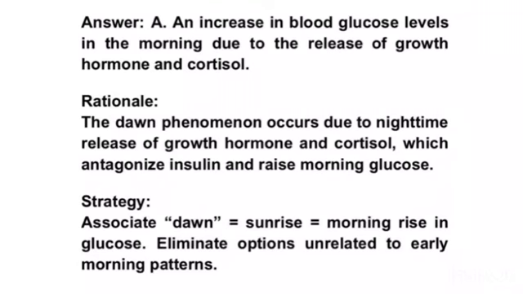Rationale: The dawn phenomenon occurs due to nighttime release of growth hormone and cortisol, which antagonize insulin and raise morning glucose. Strategy: associate dawn equals sunrise equals morning rising glucose. Eliminate options unrelated to early morning patterns.